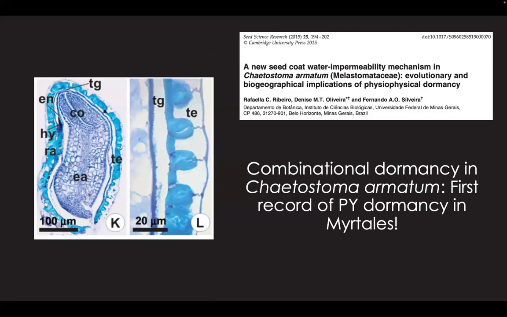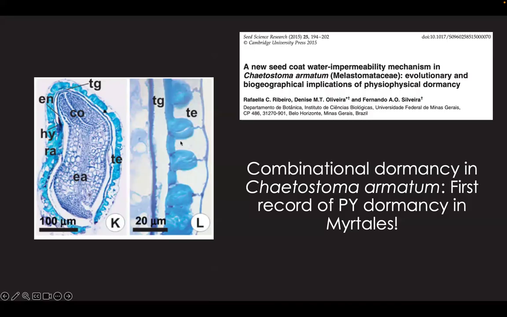So even if the seed is put in a moist environment, there is some hydrophobic mechanism that impedes water from entering the embryo and germinating. So there should be some environmental or biological mechanism that degrades the seed coat before water is able to enter and start germination. But what is interesting about this species, Chaetostoma armatum, is that, I don't know if you are seeing my pointer, in figure L, this is a detail of the seed coat.